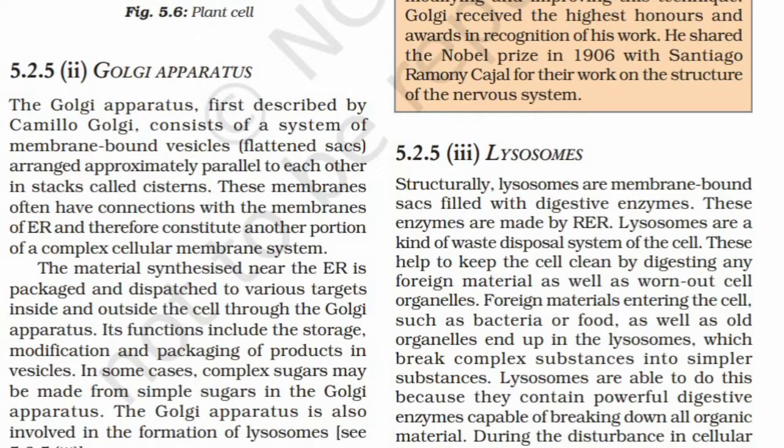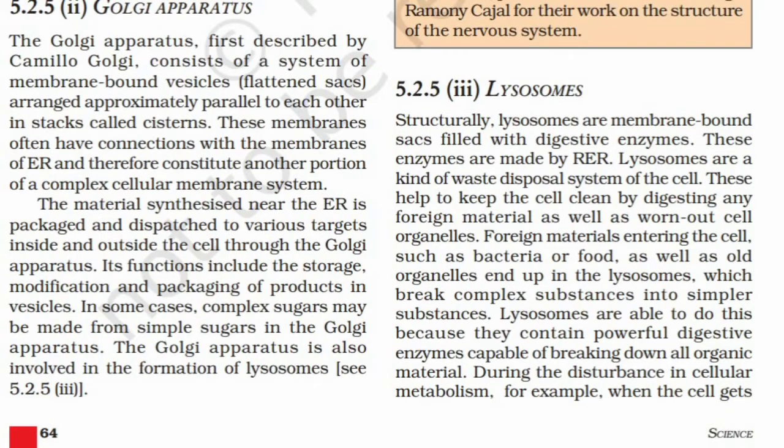Its functions include the storage, modification and packaging of products in vesicles. What is stored? Products are stored in the vesicles, they are modified in the vesicles, they are packaged in the vesicles, in the bags. In some cases, complex sugars may be made from simple sugars in the Golgi apparatus. One more function is making complex sugars from simple sugars.